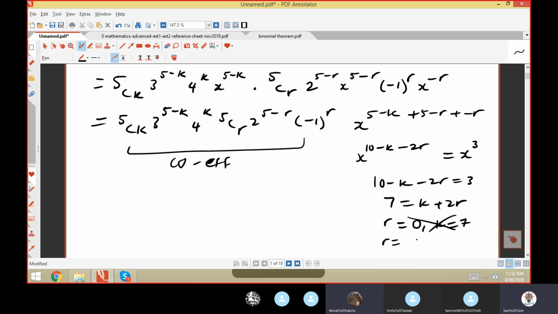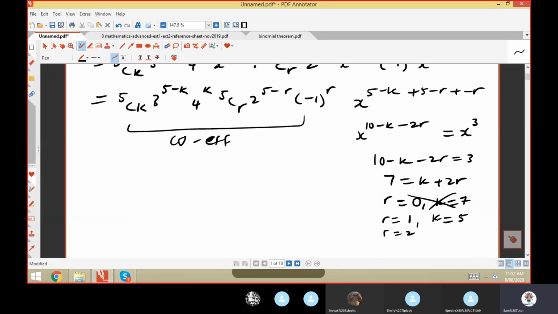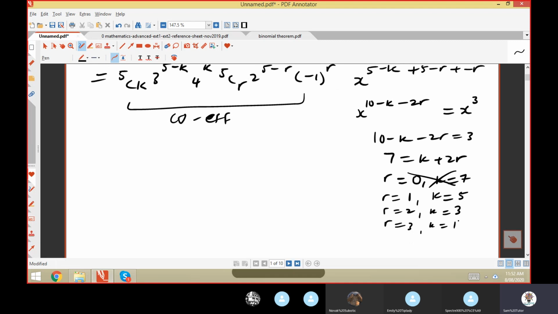Then you'll realize that doesn't work. So r, we'll start from 1. r equals 1, k equals 5. So that does work. r equals 2, so k would equal 3. 2 times 2 is 4, 7 take away 4, 3. r equals 3, 2 times 3 is 6, so k is equal to 1. And I don't think you're going to get r equal to 4 because that's going to give you 8, and that gives you a negative number, which doesn't work.